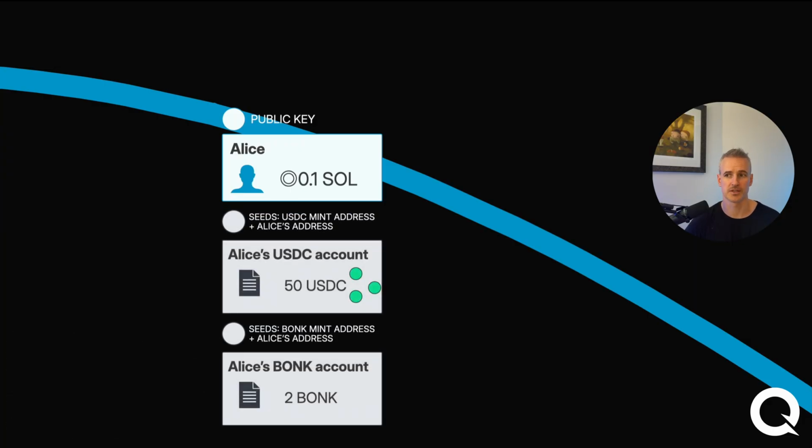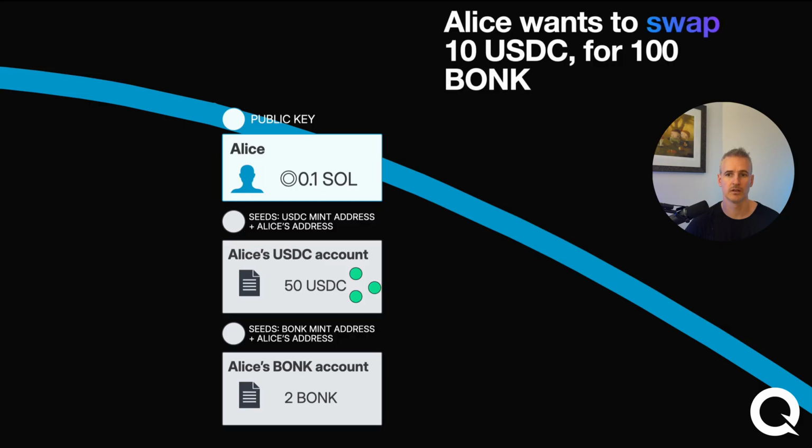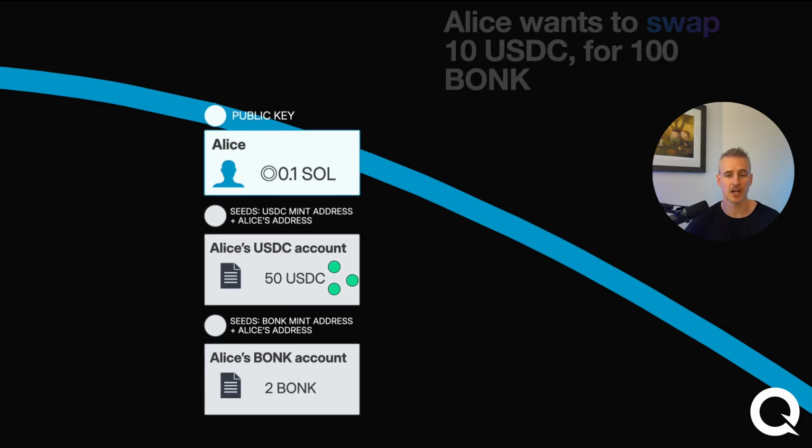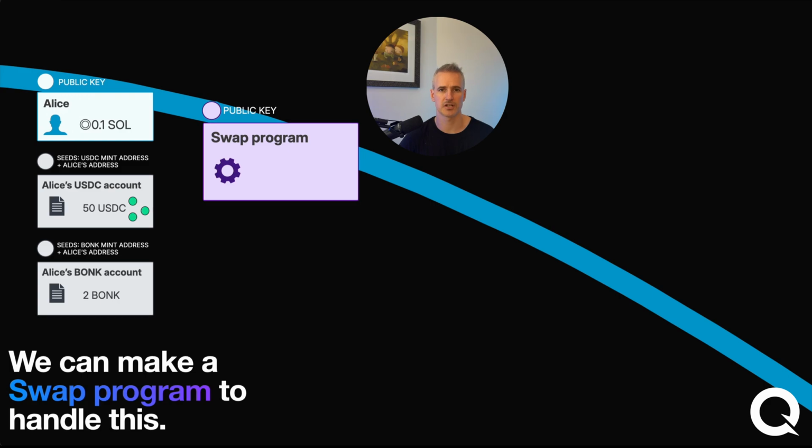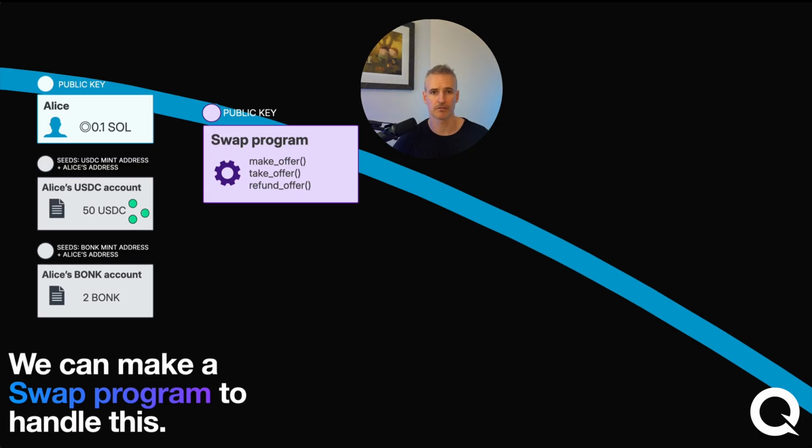Alice wants to swap 10 USDC for 100 bonk. So we create a Solana program, which you're going to do today, to handle this. It's going to have 3 instruction handlers. These are on-chain functions that someone can run to perform some action, like moving tokens around on the blockchain. The instruction handlers will be make offer, take offer, and refund offer. You'll be building all of those today.